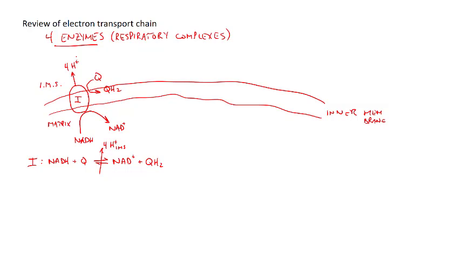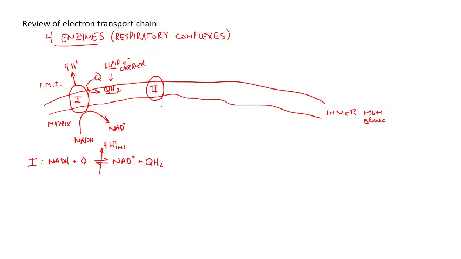The function of complex 1 is that it takes electrons from NADH and puts them onto coenzyme Q. Coenzyme Q, the reason I'm drawing it in the lipid bilayer right here, is that it is a lipid electron carrier. And it stays in the lipid bilayer, which is important because all 4 of our complexes are in the lipid bilayer. They're all integral membrane proteins.